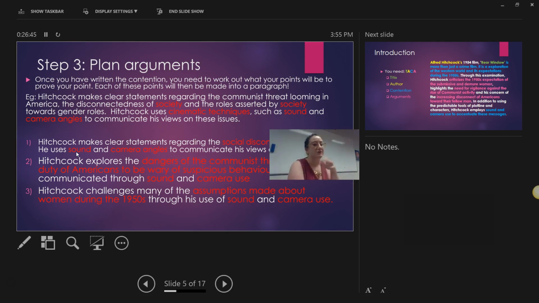So plan out your arguments and, again, make sure that I'm using those keywords. In my three arguments, my first argument is Hitchcock makes clear statements about societal disconnect in America, so I'm going to talk about isolationism and stuff like that. Second, Hitchcock explores the dangers of the communist threat and the duty of Americans to be wary of suspicious behaviour, with sound and lighting. And thirdly, assumptions made about women during the 50s, and sound and lighting. Basically, I'm structuring through the ideas of societal messages, and then I'm going to use sound and camera angles to back each of those up. Does that make sense?